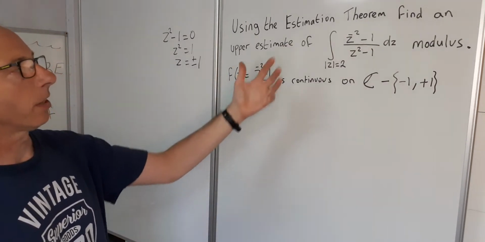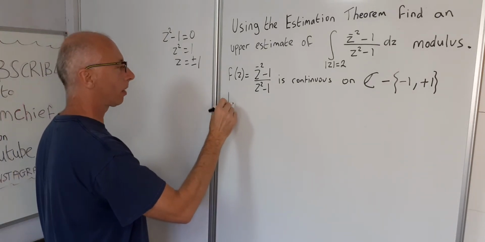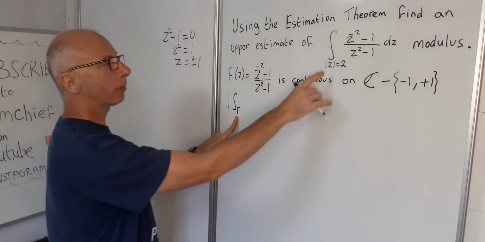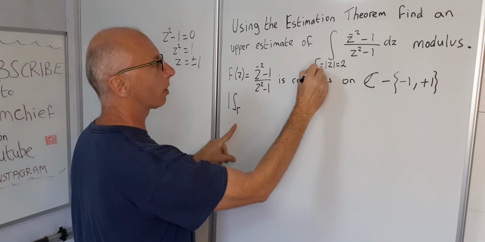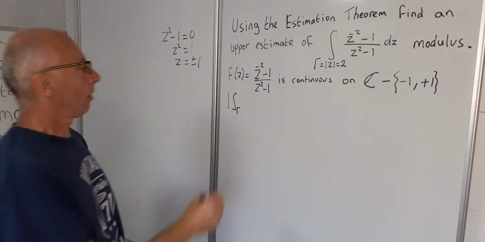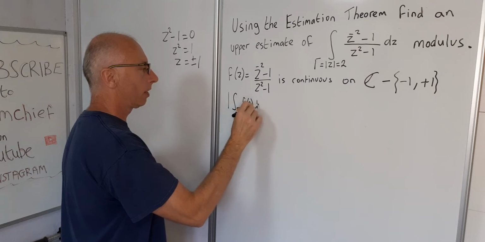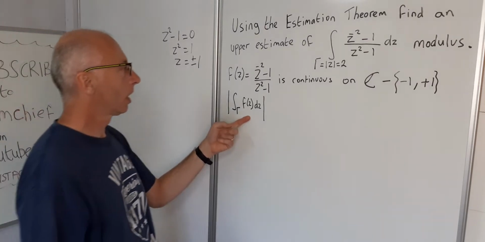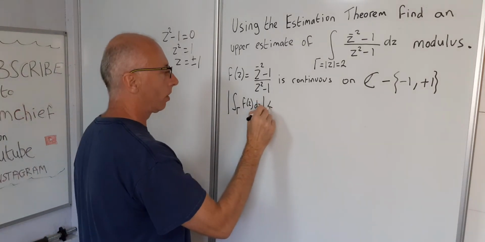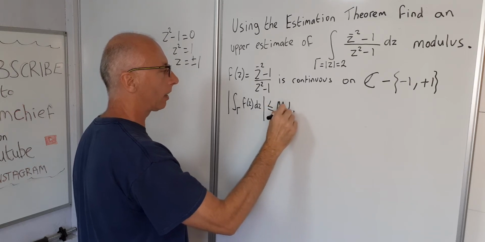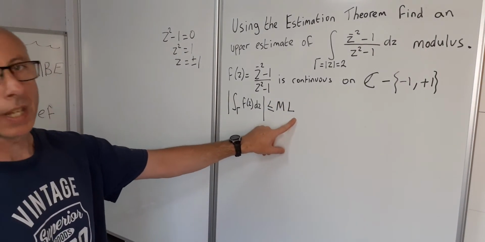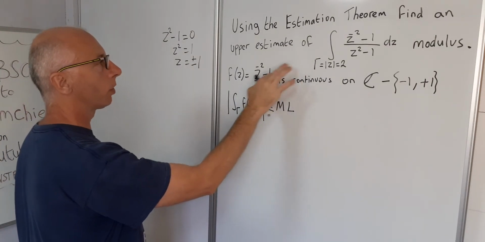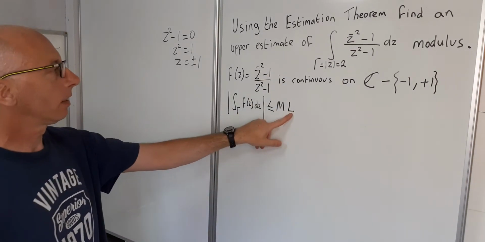So what does the estimation theorem say? The estimation theorem tells us that the integral on a contour gamma, so in this case our gamma is the modulus of z equals 2, of a function f of z dz, and we've got these lines here to denote that we're looking for the modulus, is going to be less than or equal to M times L. So what is M and L? M is going to be our maximum value that we can come up with for this function, and L is going to be the length of gamma.